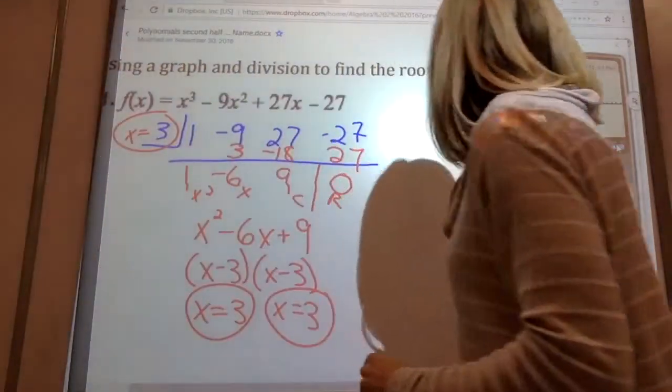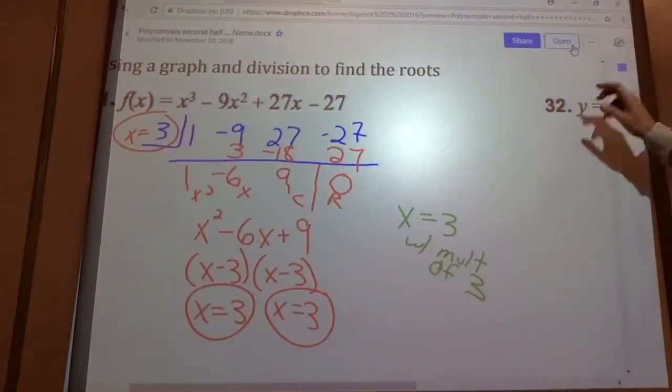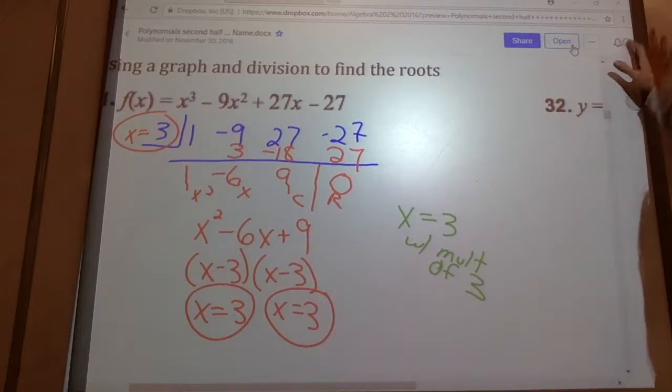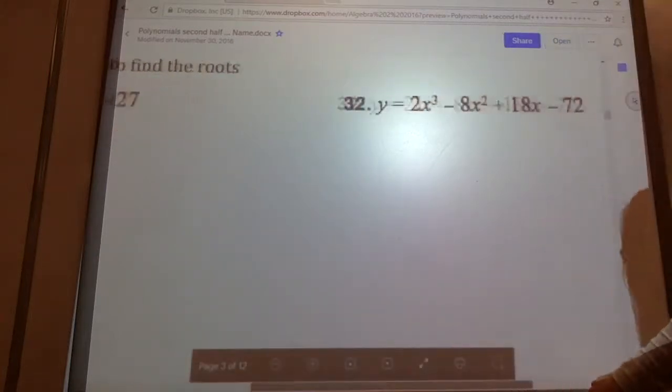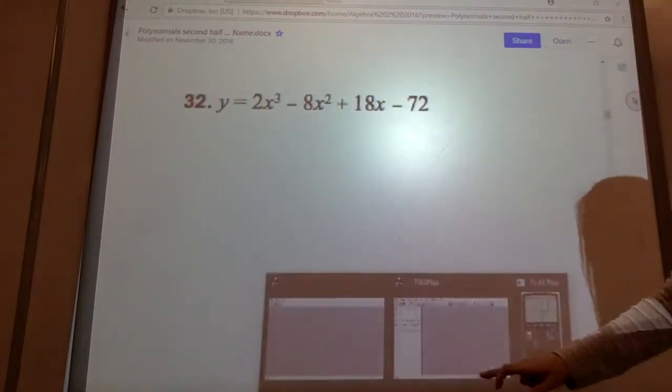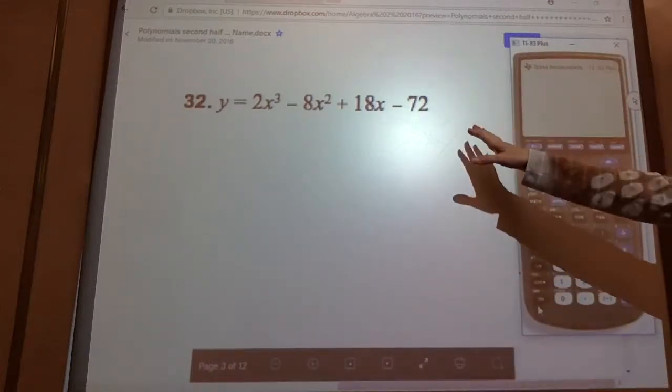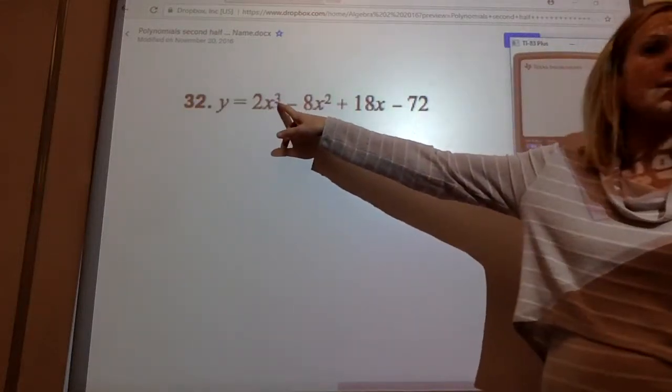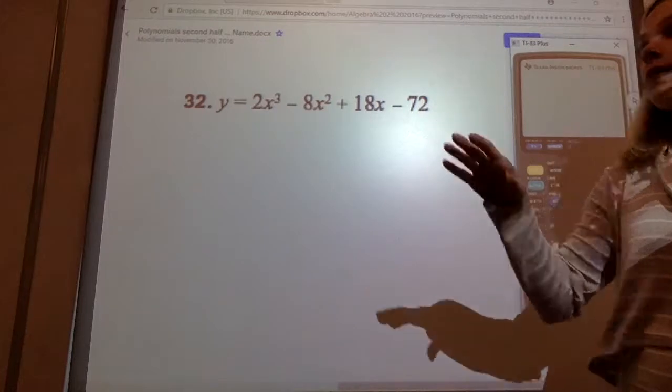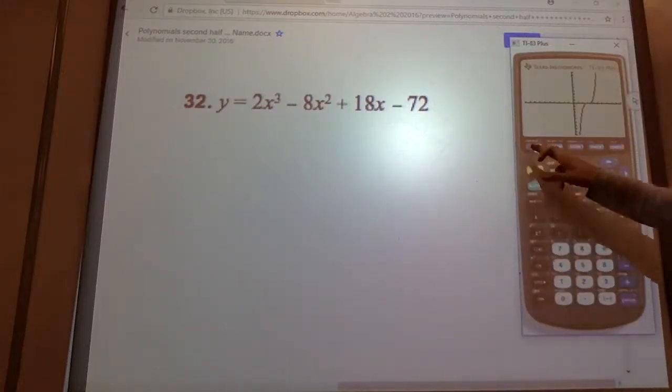Let's try another one. All right, so again, a cubic polynomial, so how many roots do I need? 3. Okay, so let's graph it and see if there's any I can use synthetic division with.